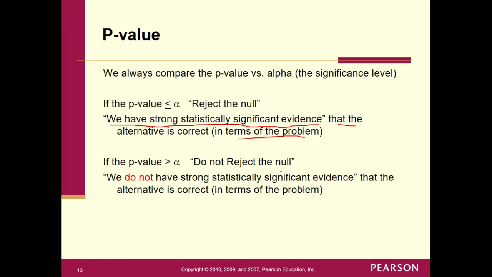So even when you do not reject the null, notice that the conclusion is still in terms of the alternative hypothesis. It's in terms of the what? The researcher's hypothesis. That's what the researcher wanted to test for that effect. Okay, and so our conclusion should always be in terms of the researcher's hypothesis, H sub A.